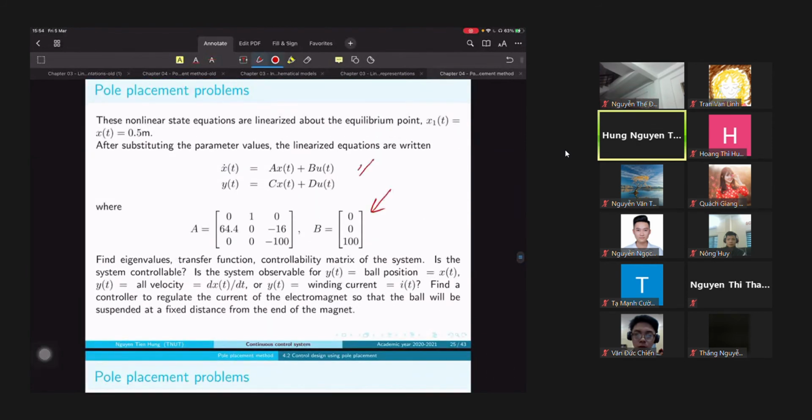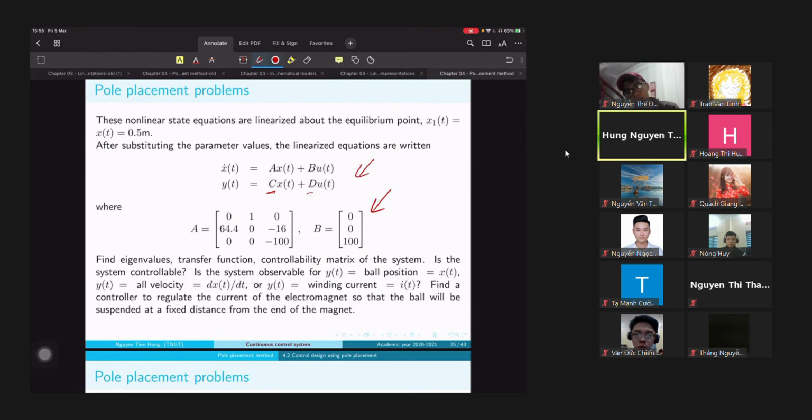And of course this is the classical form. We only put A and B, and no C and no D, because C depends on how many state variables we can measure. So we just replace the parameters, then we get this one.